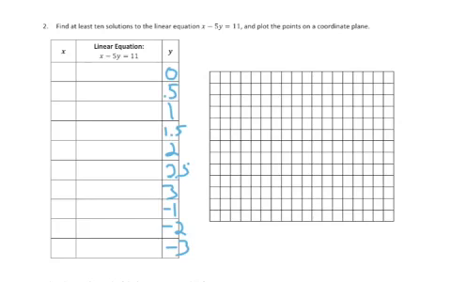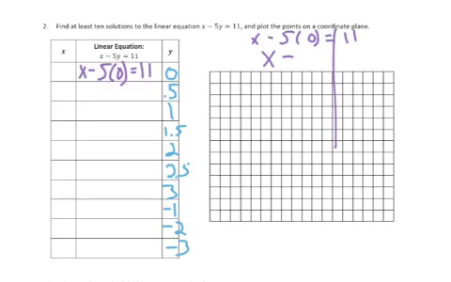Next step is to plug it into the equation. So if I plugged it in, I would have x minus 5 times 0 is equal to 11. So if I wrote that down, x minus 5 times 0 is equal to 11. To get x by itself, I would add 0 to both sides to give me x is equal to 11. I will do another one with you.